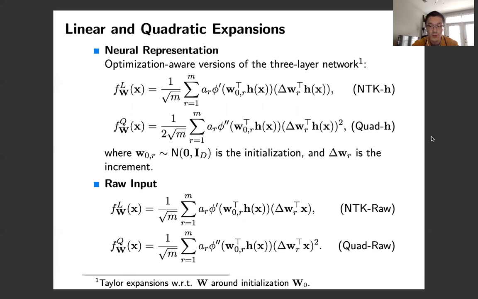The first model is the neural tangent kernel with the representation function H, denoted as NTK-H, which is exactly the first-order Taylor expansion of the three-layer neural network with respect to the weight parameter W. We also consider the quadratic expansion, denoted as Quad-H. In contrast, we consider the networks using raw input, denoted as NTK-raw and Quad-raw.